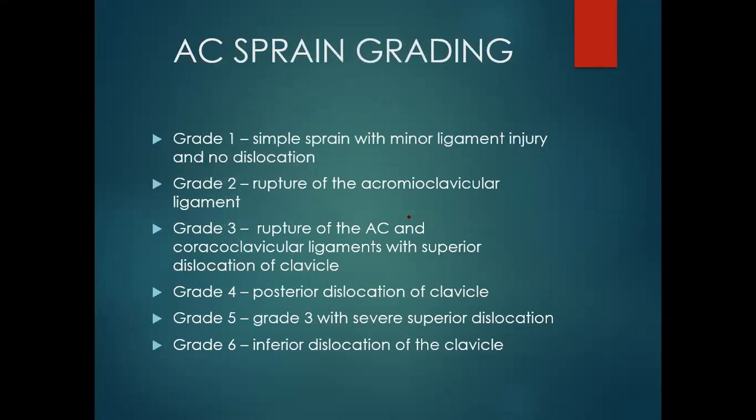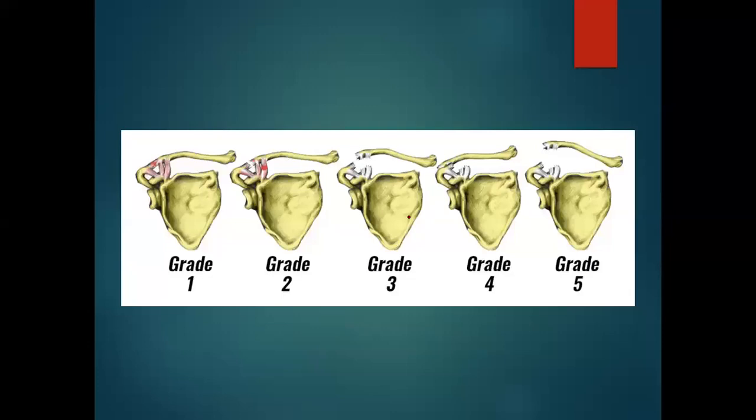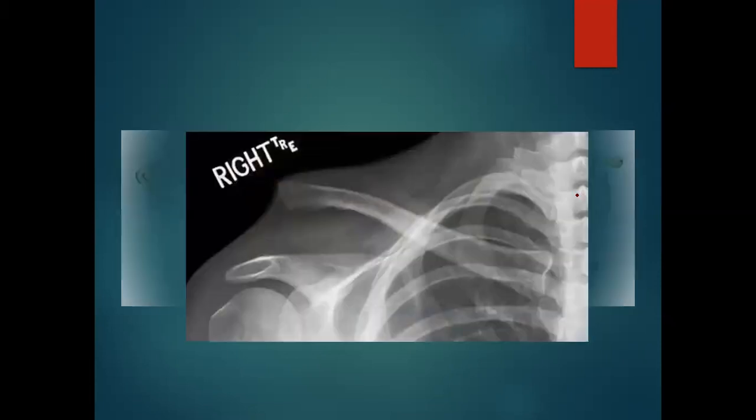So let's look at this. You can grade them, right? For grades 4 and 5, you really want to think about sending this patient to ortho. Grades 1, 2, and 3 usually can be treated outpatient. So here's grade 1. Basically, you don't really see anything. You're looking right here at this AC joint, the acromioclavicular joint, all right? Grade 2, you might be able to see on x-ray. Grade 3, you're obviously going to see. Grade 4, there's loss of space. And then grade 5. So 3, 4, and 5, they need to see ortho.